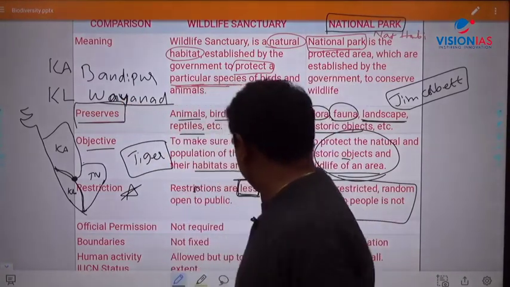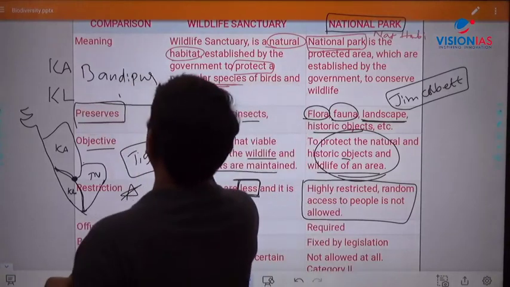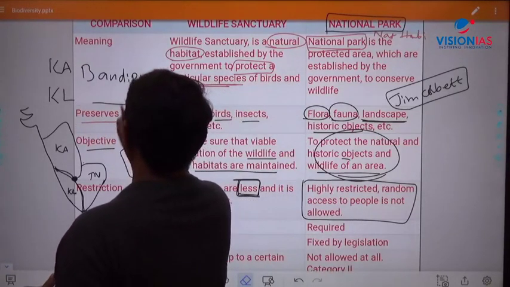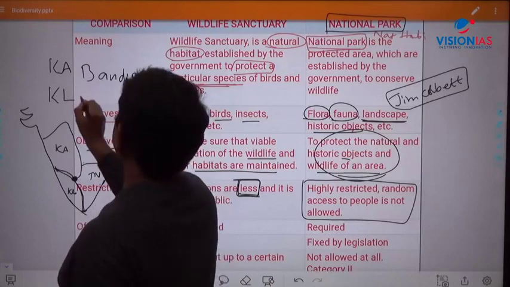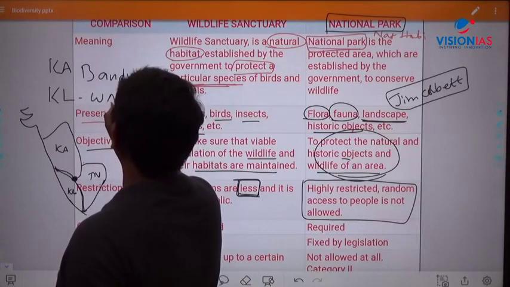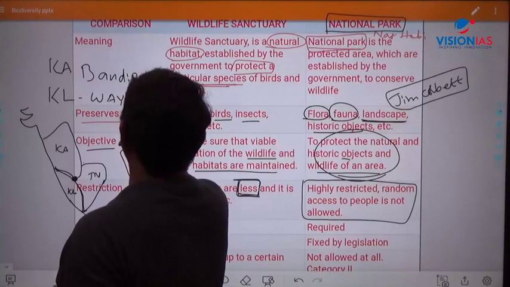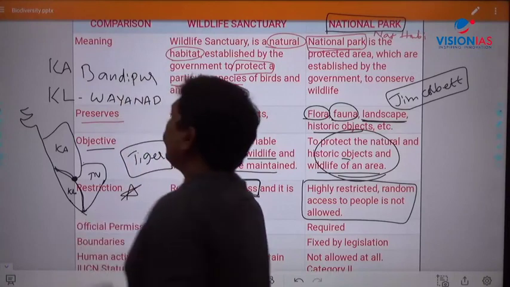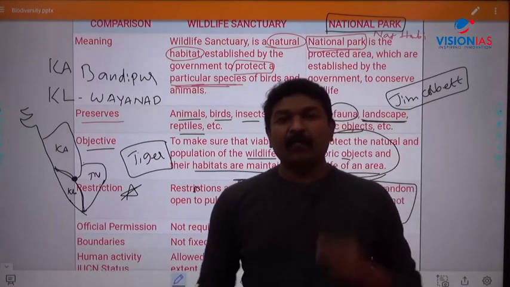Let me write neatly. This is Wayanad. W-A-Y-A-N-A-D. Wayanad Tiger Reserve. What happened recently?